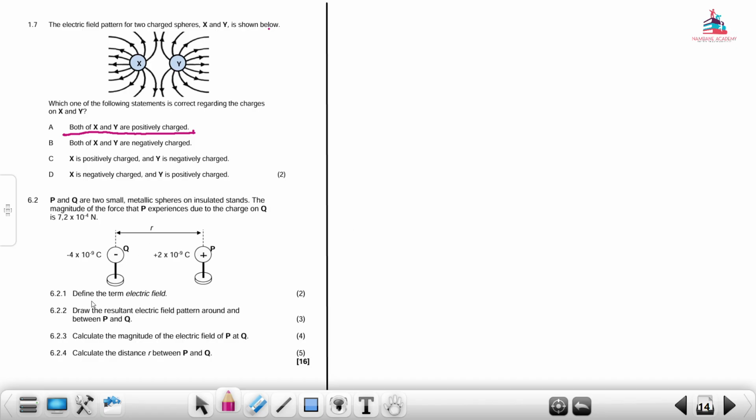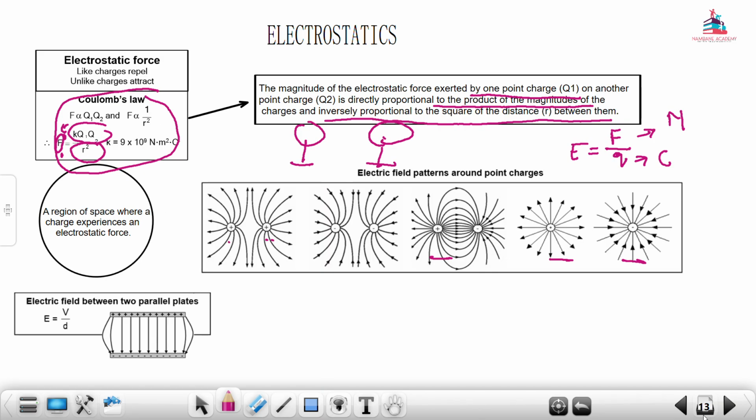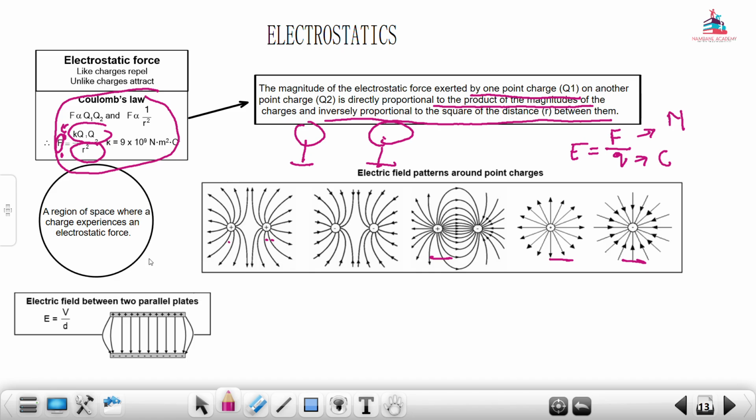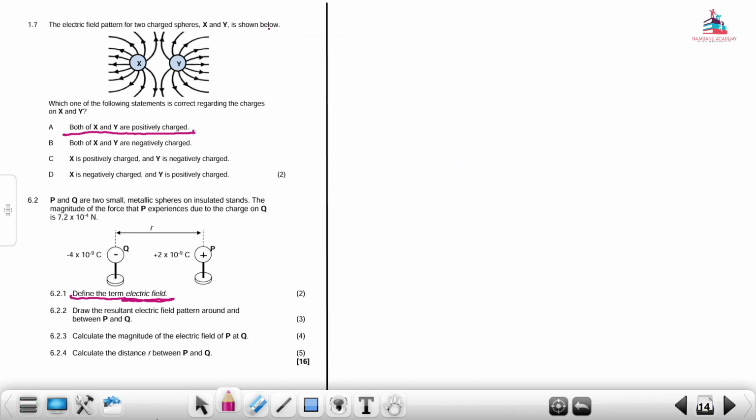Then you must be able to define the term electric field. We already defined it previously: a region of space where a charge experiences an electrostatic force. Draw the resultant electric field pattern between P and Q. So we go back. Apologies. P is positive, Q is negative. Therefore, this is going to be your answer. Because the one is positive, the other one is negative. You must know that if it's positive, the arrows move away, and if it's negative, the arrows enter. Calculate the magnitude of the electric field at P.